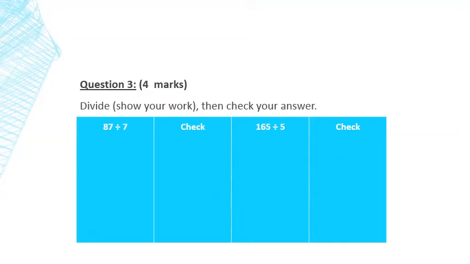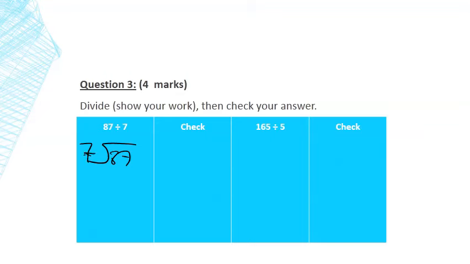Hadi, you're going to write the first one. 87 divided by 7. We're going to divide, showing your work. 7 times 8. Yes, Hadi. 7 times what? So, 87 divided by 7.